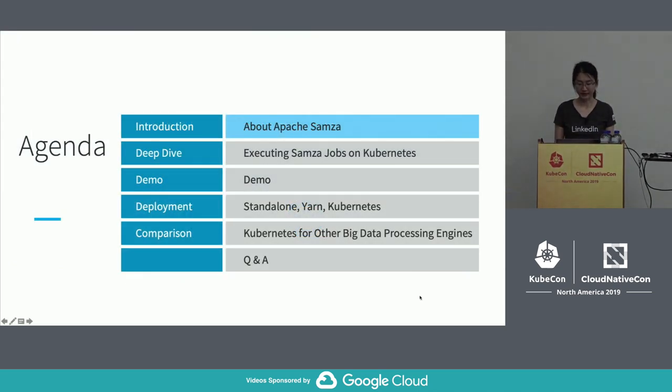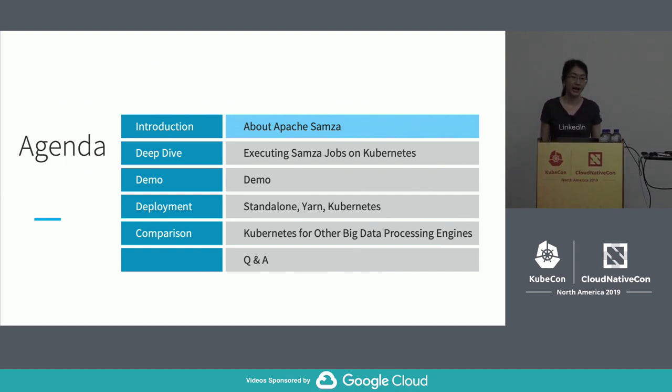First, we'll talk about what Apache Samza is. Then we will dive into executing a Samza job on Kubernetes. And then we will do a demo to run a Samza job on an Azure Kubernetes cluster. After the demo, we'll talk more about the different deployment options for Samza users. In the end, we'll share more practices about using Kubernetes as a container framework for other big data processing engines.